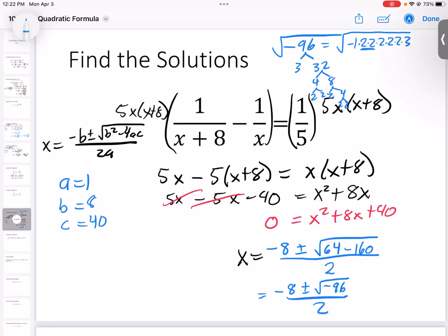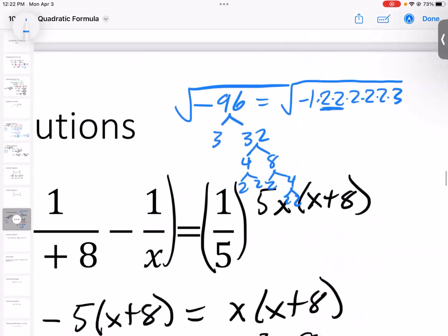So the square root of 2 squared, I'll zoom in a little bit, is going to be 2. Then the square root of this 2 squared is going to be another 2. And the square root of negative 1 is going to be i. And then the square root of 2 times 3, you can't simplify. So you'd have the square root of 6. And this is going to be 4i square root of 6. Is everybody good with that?